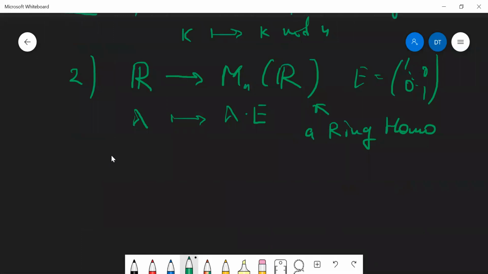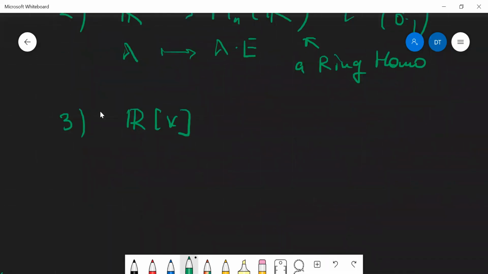What are other examples I want to present? Okay, a third example. Suppose that we have the ring of polynomials with real coefficients, and C is the field of complex numbers. Then we can take an arbitrary polynomial to its value at the element i, where i squared is equal to -1, the imaginary unit. So this substitution becomes a ring homomorphism.